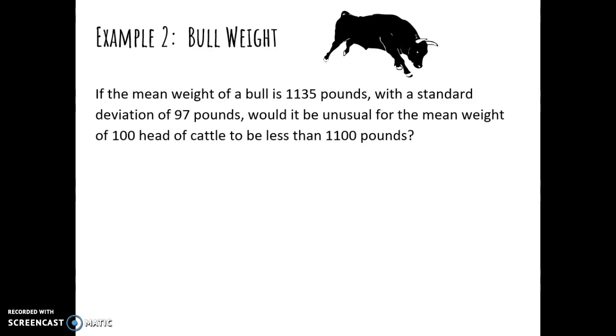All right. So why don't you pause the video and you try example 2. Let me go ahead and read it to you. It says if the mean weight of a bull is 1135 pounds with a standard deviation of 97, would it be unusual for the mean weight of 100 head of cattle to be less than 1100 pounds?